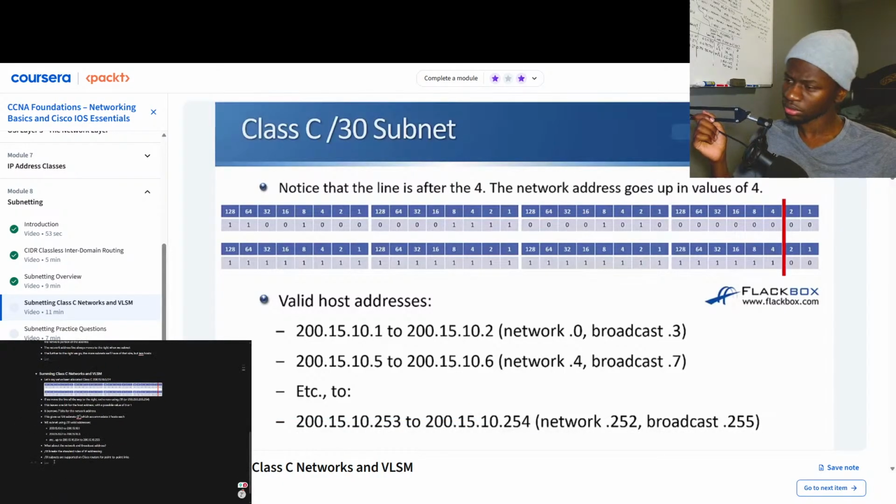So here it's going up in values of 4. The first subnet is going to be a 0. So 0 is the network address, and because the next range starts at .4, the broadcast address must be .3. So if 0 is the network address and .3 is the broadcast address, the valid host addresses must be .1 and .2. The next subnet, it starts with 4. The next subnet after that is at .8, so the broadcast address must be .7. So network address of .4, broadcast address of .7, that leaves the addresses in between of .5 and .6 available to be assigned to our hosts.